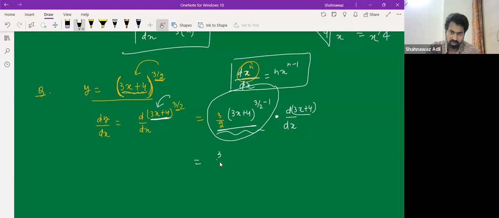So this would be 3 by 2 and 3x plus 4, 3 by 2 minus 1 is how much? Half. And differentiation of this is how much? 3. And dx by dx is 1. Differentiation of 4 is 0. So only 3 outside. Is that clear? Yes, sir. So this would be 9 by 2 and 3x plus 4 to the power half. Okay, guys?